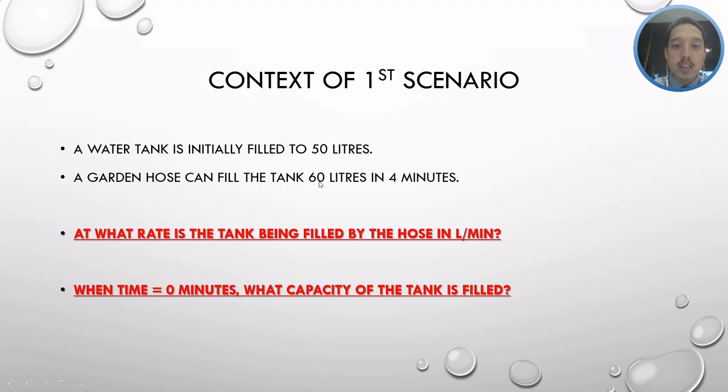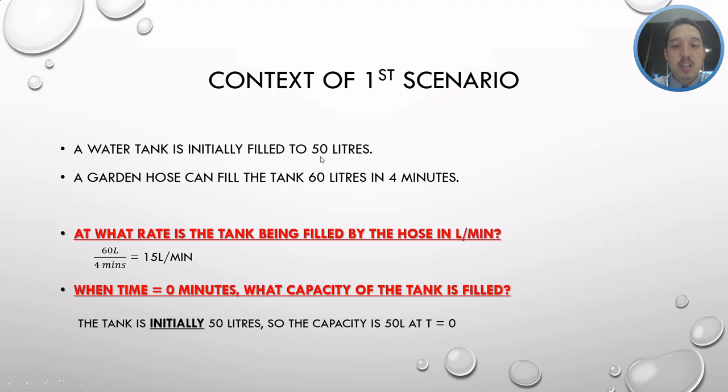All we have to do here is take the 60 liters and divide it by 4 minutes, and we get, well, every minute it fills up around 15 liters, so it's 15 liters per minute. So that's all you have to do. Take the capacity in this case and divide it by the amount of time it takes to fill up to that. And of course, I talked about the word initially being at the very beginning. So when time is 0 minutes, as in if 0 minutes have passed, then the capacity of the water tank is of course just 50 liters, because that's what it says at the very beginning.